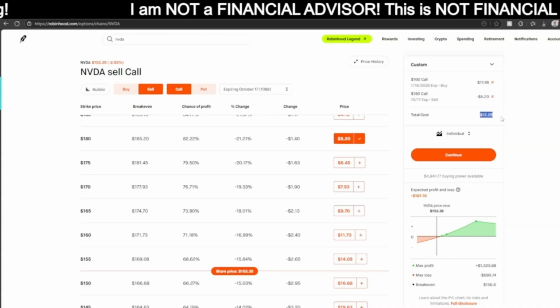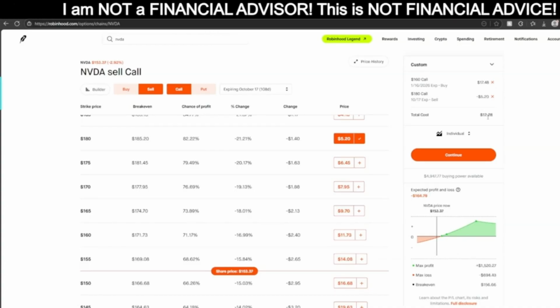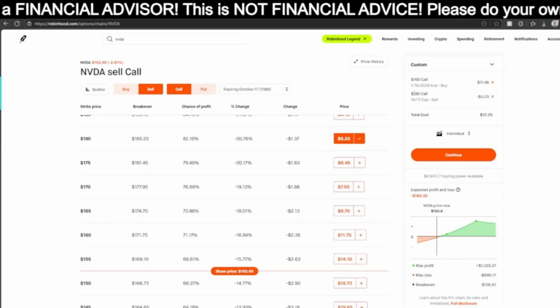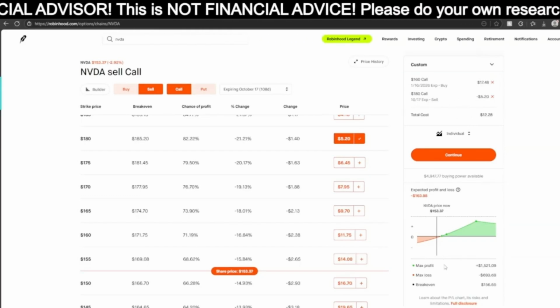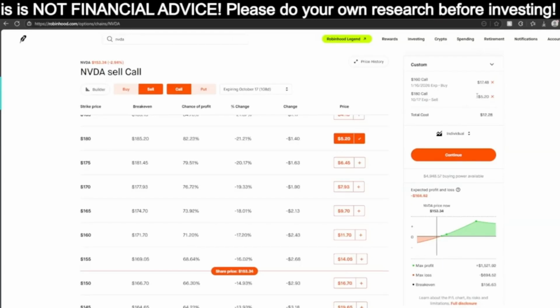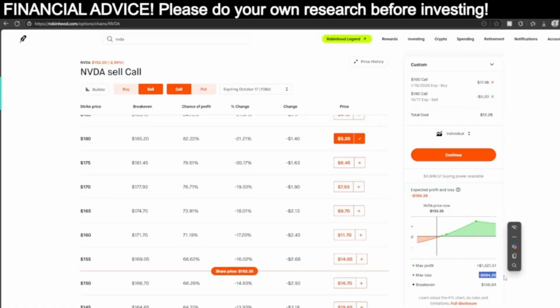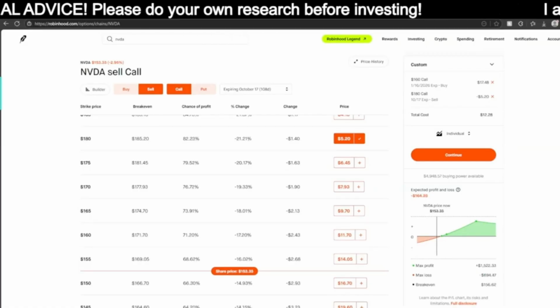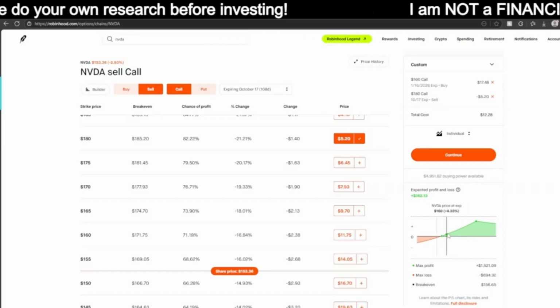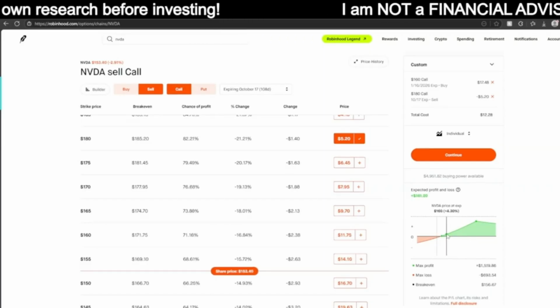It's going to cost you $1,228 up front. But since you're selling this option, as long as this expires worthless, your max loss is about $700, which is not too bad. And again, it gives your contract room to run. So if it hits 160, that's not the end of the world.